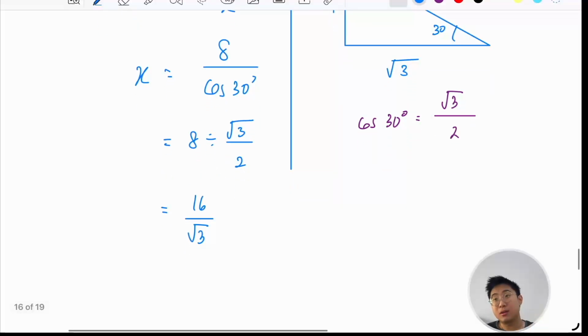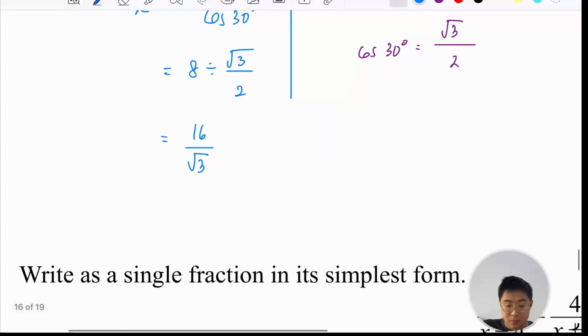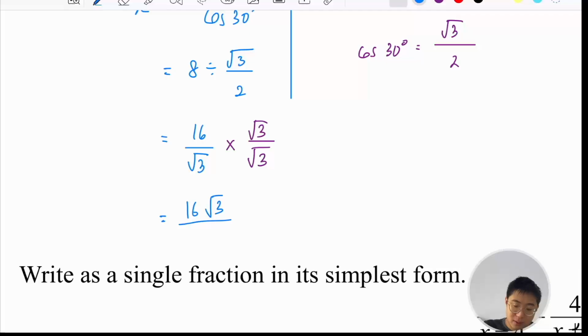And remember the second kind of rationalization I told you about? So we can times surd 3 on top and bottom. Okay, so rationalization, times surd 3 over surd 3. You will have 16 surd 3 over 3. Okay, and that is what you want to write. You must rationalize, that is non-negotiable.